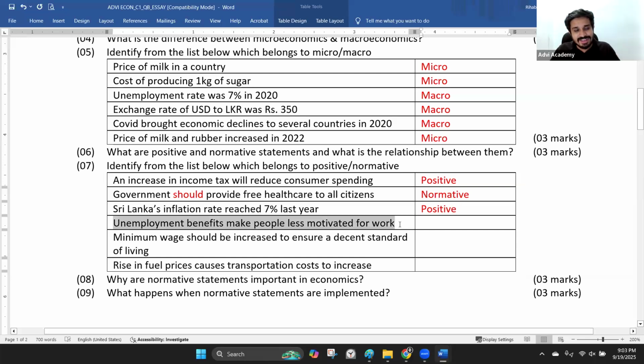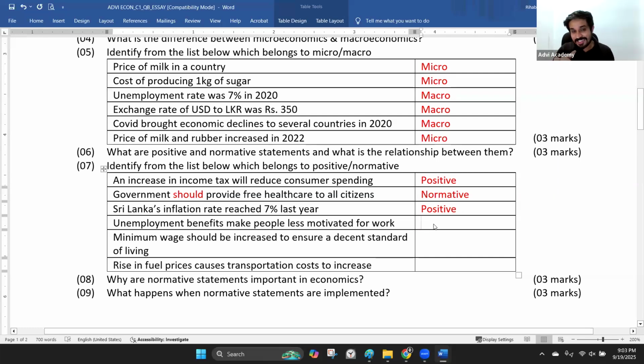Unemployment benefits make people less motivated for work. In some countries, if you're jobless, they sometimes give you free medicine, free stuff. So they are saying, if you give free stuff like that, people will not work. They will just enjoy the free stuff and wait. What do you think? Is that an opinion or a fact? I mean, is it a normative statement or a positive statement? Unemployment benefits make people less motivated for work.